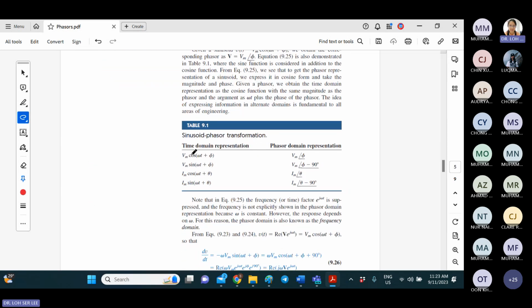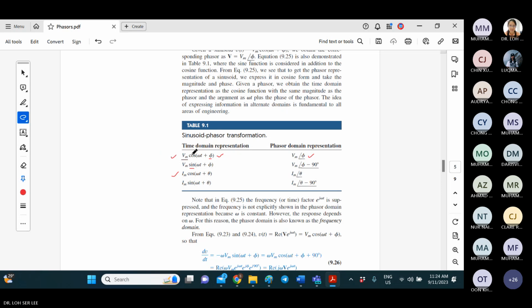There's another table here, this one. This is what you understand so far. This is only for the cosine function, cos(ωt plus φ). The phasor domain will be Vm, and then the angle is φ. If this is not cos, but sine, then we have to use the angle minus 90 degrees.